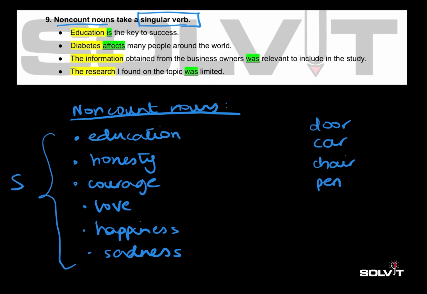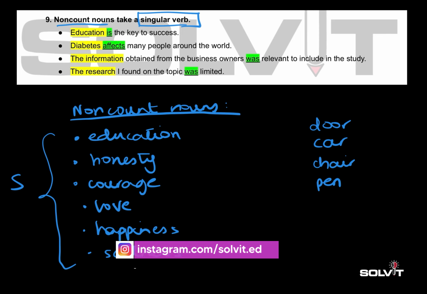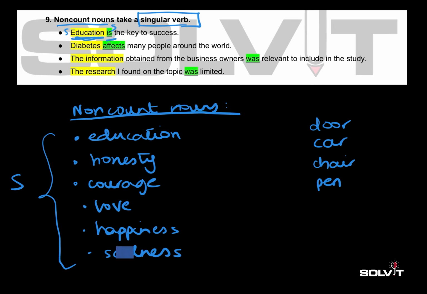Let's read the first example. Education is the key to success. Education is obviously singular because it's a non-count noun, and is is also singular. So we're not going to say education are the key to success. That will be incorrect. The correct sentence is education is the key to success.